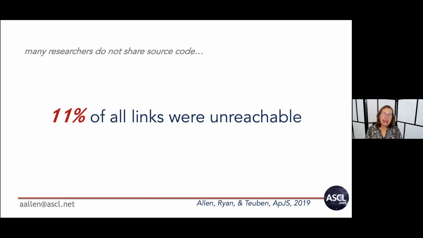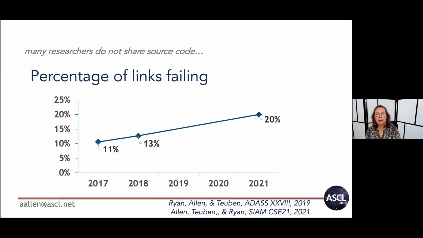We reran the same links a year later, in 2018, and then we reran the link checking again last year. And we found that, of course, link rot continued to a scary degree. Almost 13% of all links were unreachable in 2018, and 20% of the links failed last year. I did not have the heart to rerun the analysis this year. So I might wait a couple more years and fortify myself before I do that.